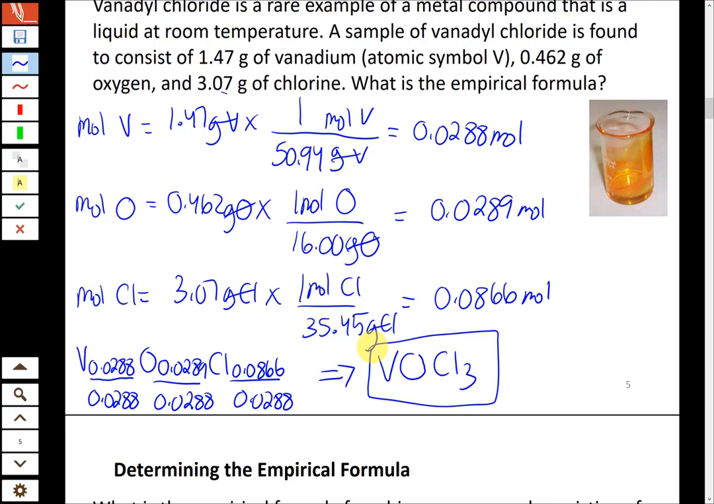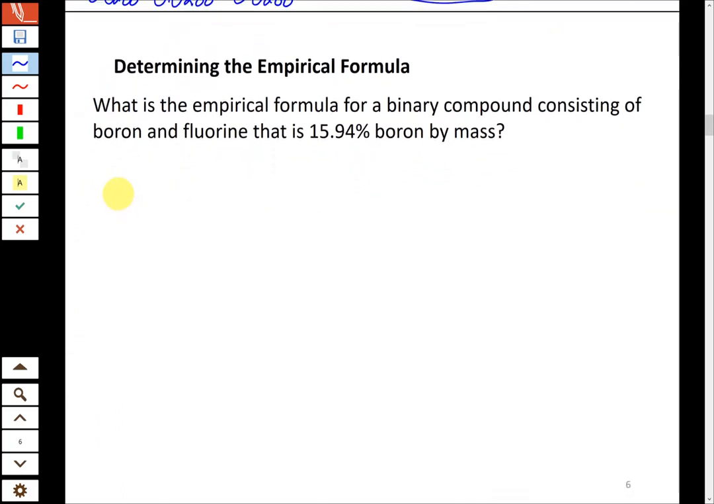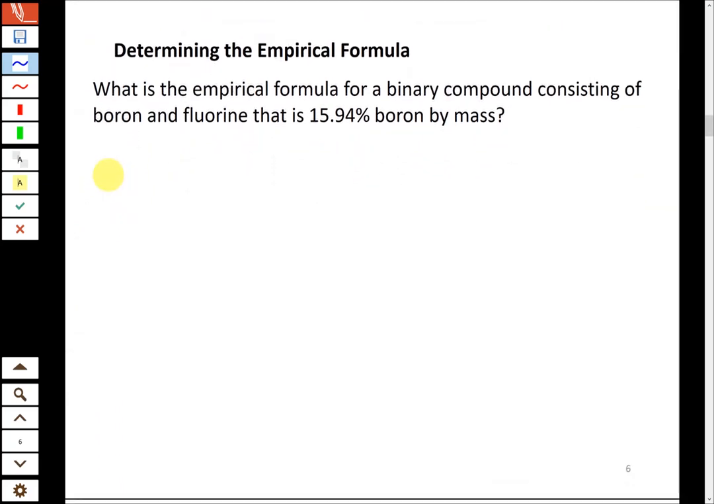Again, these types of problems in this course, you just have to learn the steps, practice them, and it'll all become second nature eventually. All right, let's do another one that's slightly different here. So what is the empirical formula for a binary compound consisting of boron and fluorine that is 15.94% boron by mass? All right, so there's a couple of key differences here.